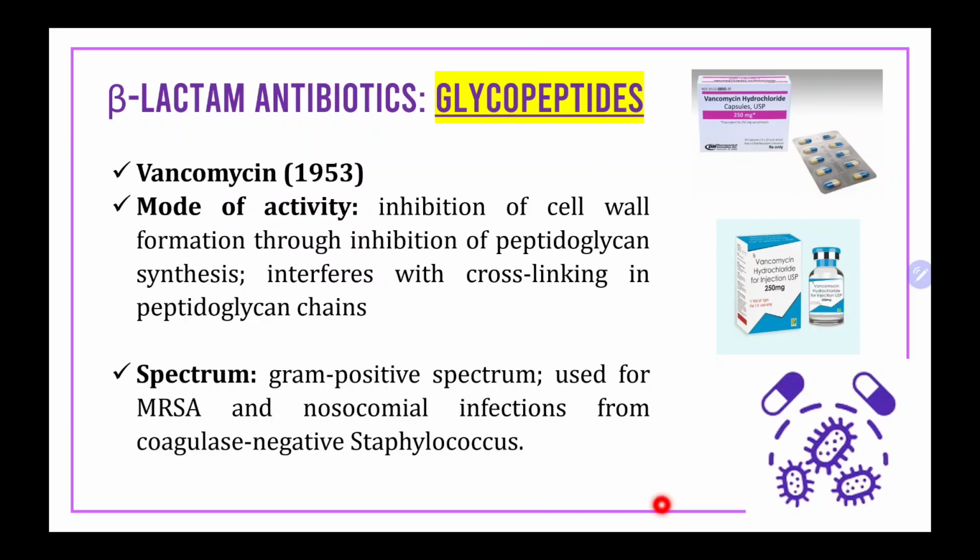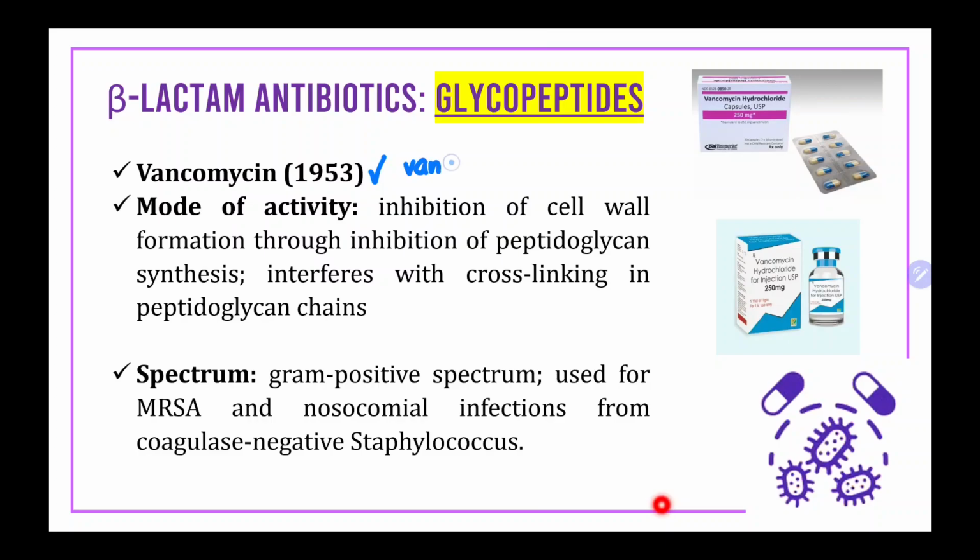And the last classification under beta-lactams are your glycopeptides. The most common glycopeptide is your vancomycin, which was isolated in the year 1953 by Edmund Kornfeld. Now, this compound was originally named as compound 05865, but later was given the name vancomycin derived from the term vanquish.